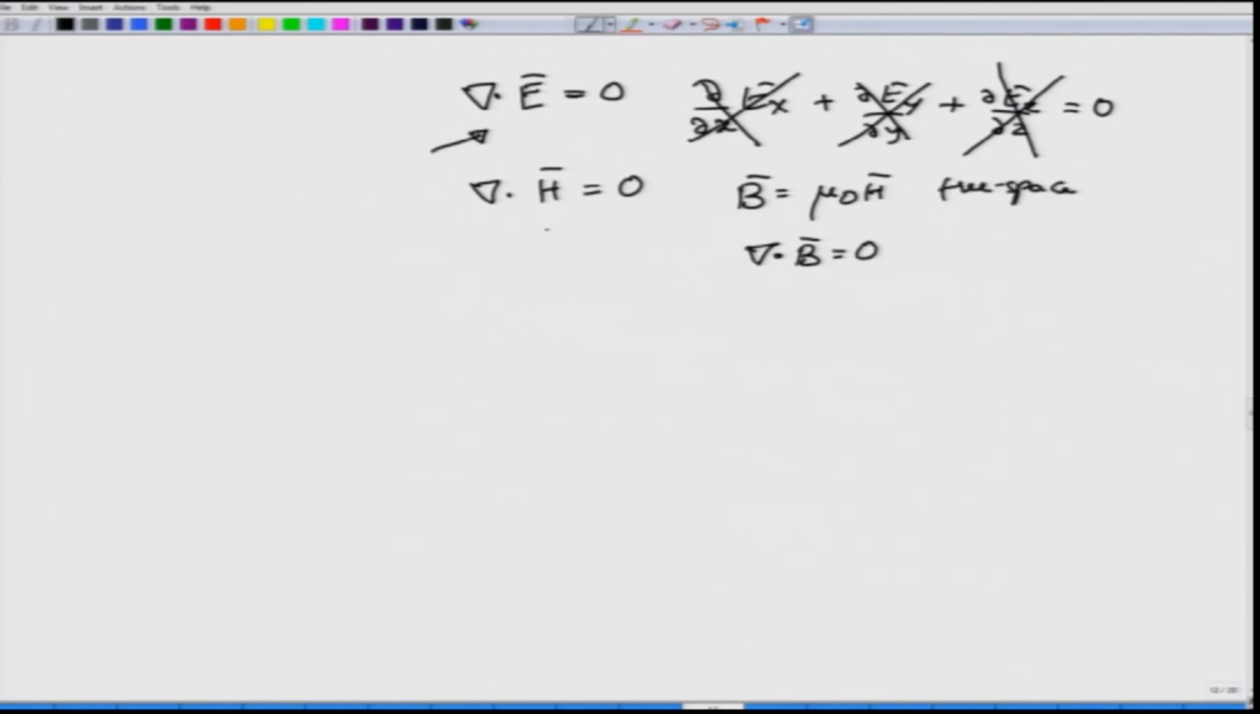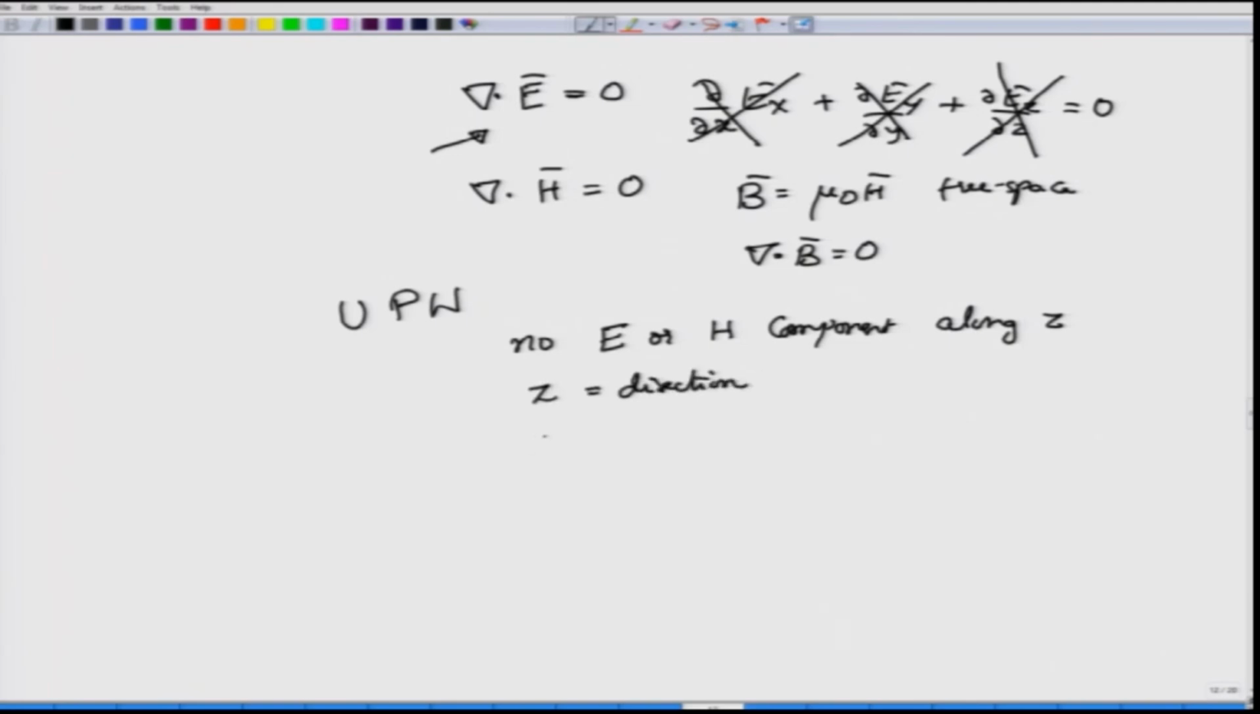So, to summarize, we have considered uniform plane waves which are characterized by having no E or H component along the z direction, which is the direction of propagation. Z is the direction of propagation. The wave propagates with a wave number k 0, wavelength of lambda, phase velocity V p given by omega by k 0, which are all properties of the medium itself.